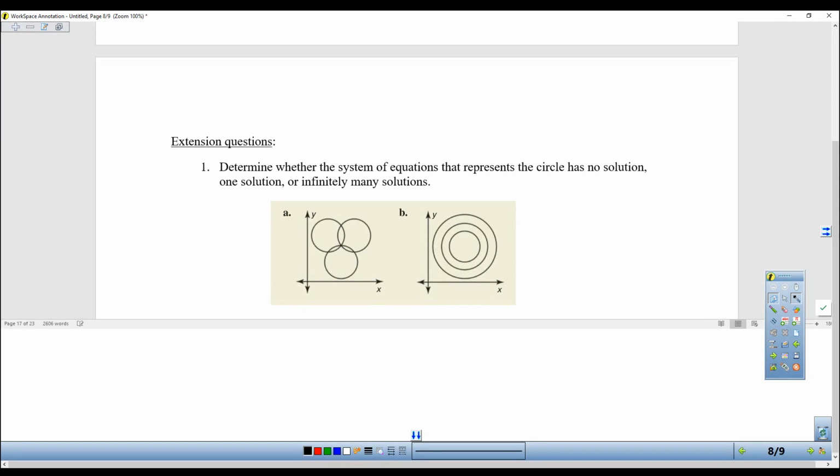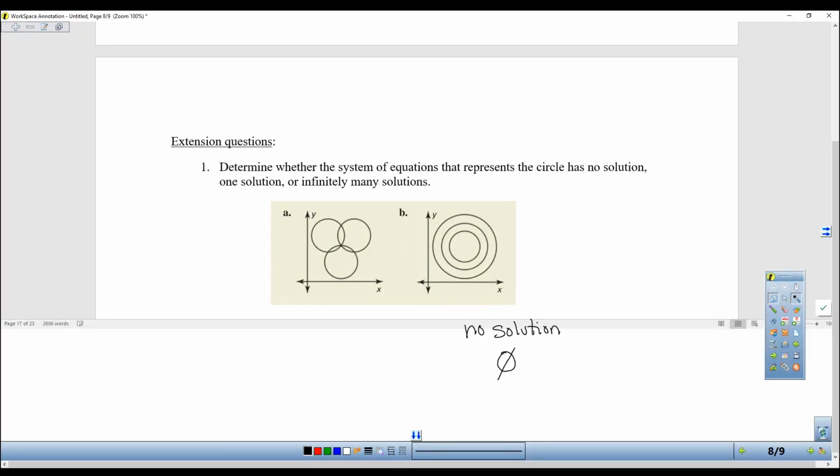Determine whether the system of equations that represents the circle has no solution, one solution, or infinitely many. Remember way back at the beginning of this very long video, I said that the solution to a system represents the points of intersection. So since these three don't intersect anywhere, there is no solution. And mathematicians came up with a way to write no solution. It's a 0 with a slash through it. So if you write that, that means no solution.